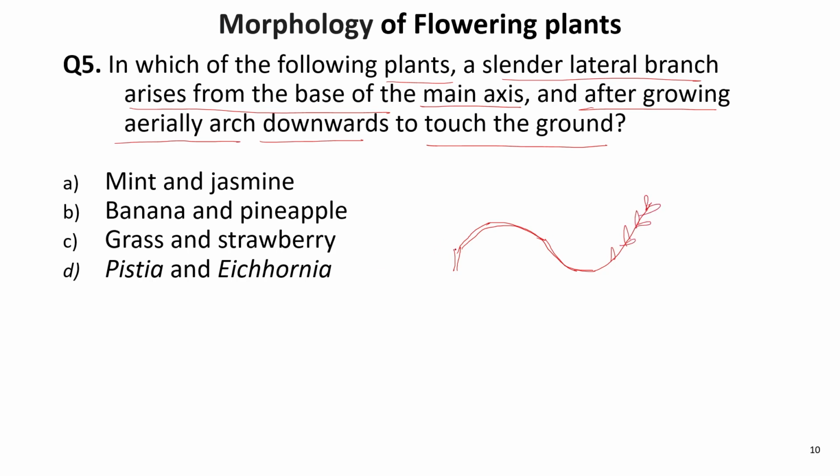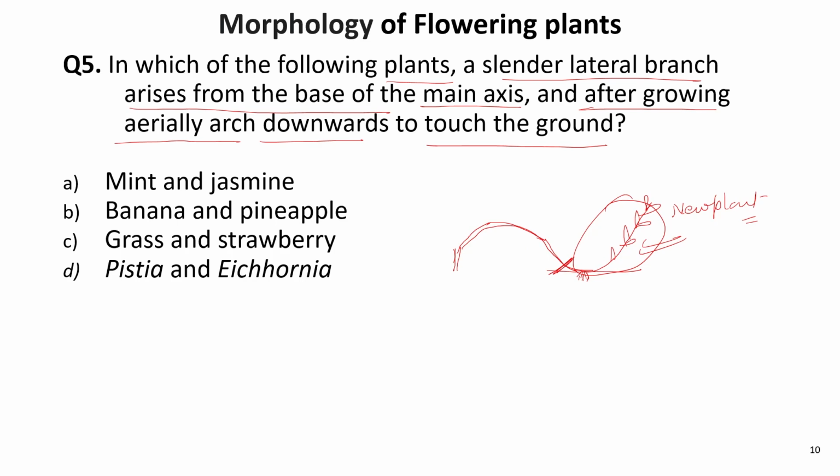Okay, so what happened? This particular plant which touches the ground can give rise to new adventitious roots, and if you cut the plant here, this particular branch will give rise to a new plant. Okay, so here it is not asked about the vegetative propagation.